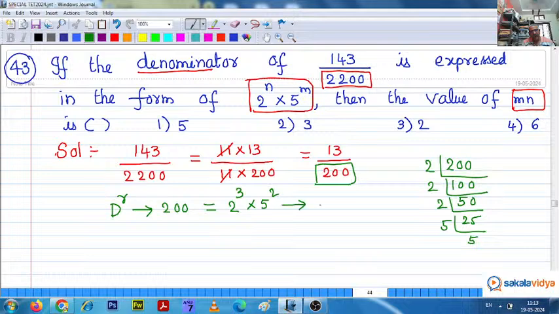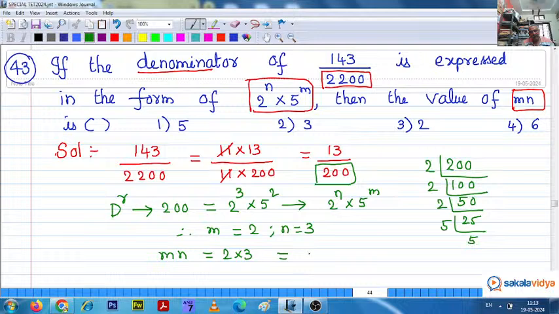It is compared to 2 power n into 5 power m. So therefore m is equal to 2 and n is equal to 3. But we need mn. mn means 2 into 3. So answer is 6. So fourth option is the right option. I hope it's very clear. I think so it's very clear to you.